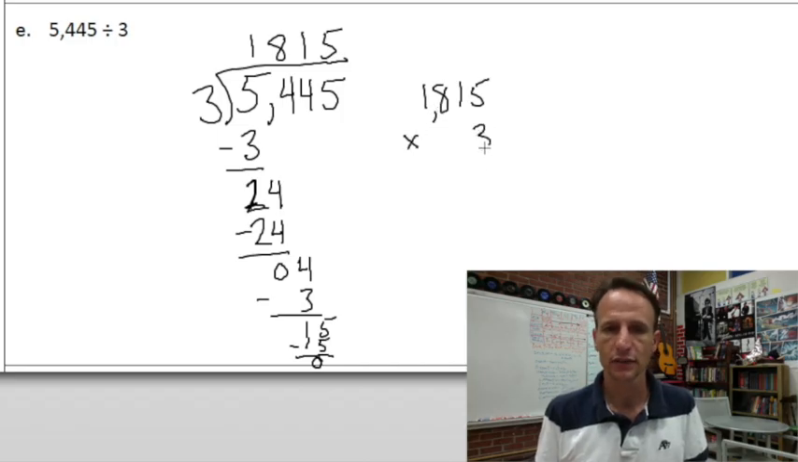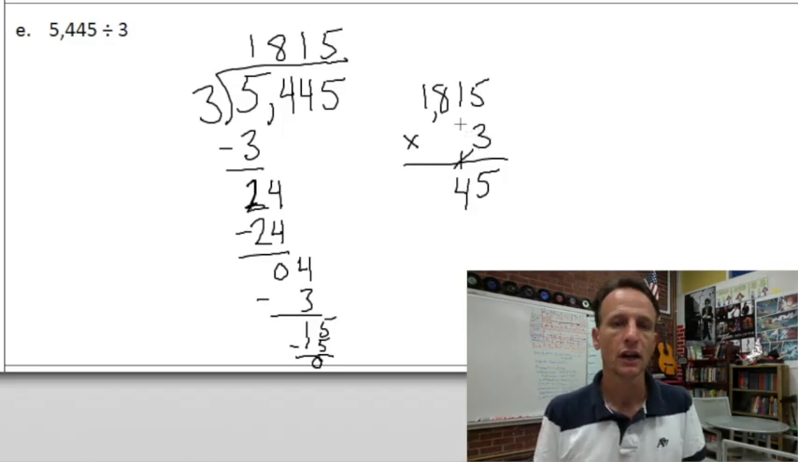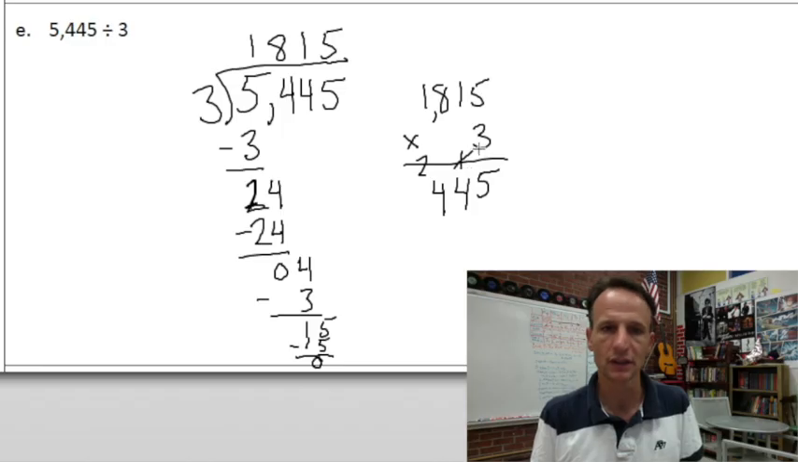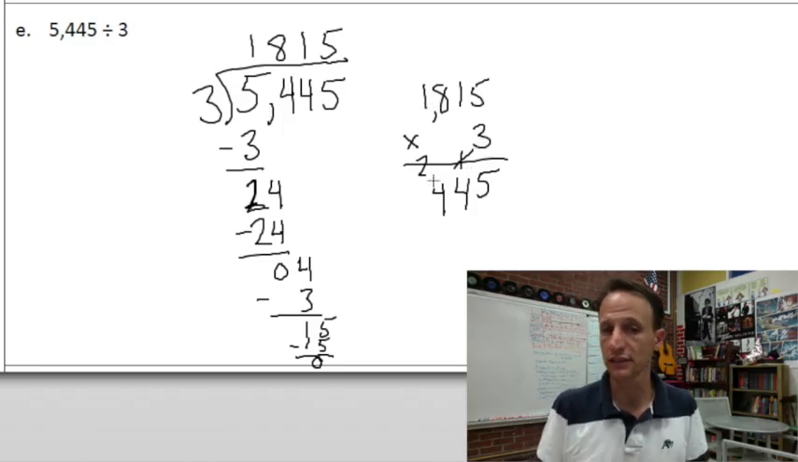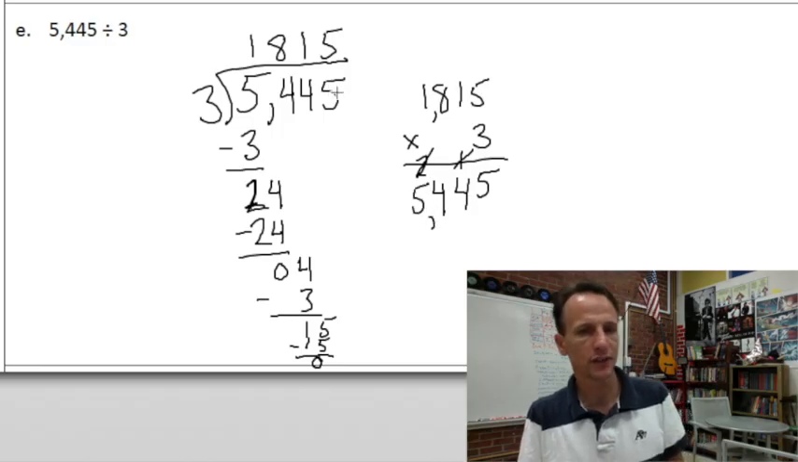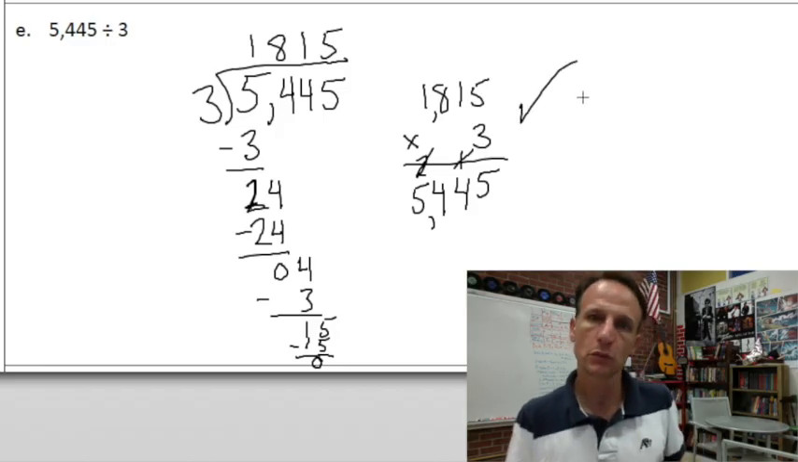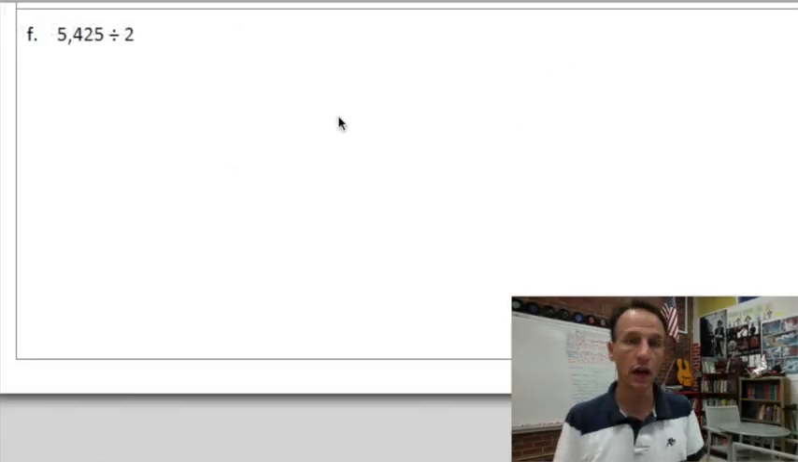1,815 times 3 should give us the dividend we started with. So 3 times 5 is, yeah, we just did it, it's 15. 3 times 1 is 3, plus 1 is 4. Looks good so far. 3 times 8 is 24, and 3 times 1 is 3, plus 2 is 5. 5,445 is the dividend we started with, so check. Moving on.